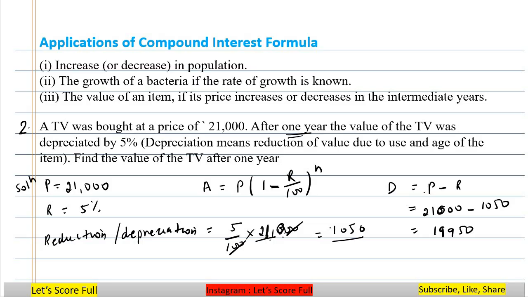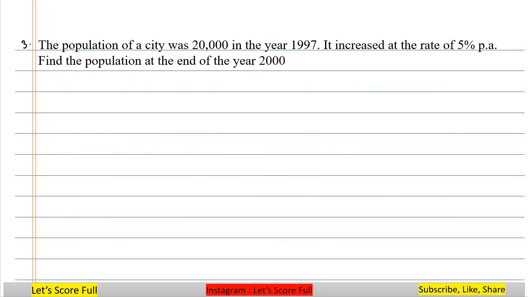Let's see one more example related to the application. Suppose the population of a city was 20,000 in the year 1997. So in 1997 population was how much? Population is 20,000, correct? It is increasing, so rate of increase, correct?